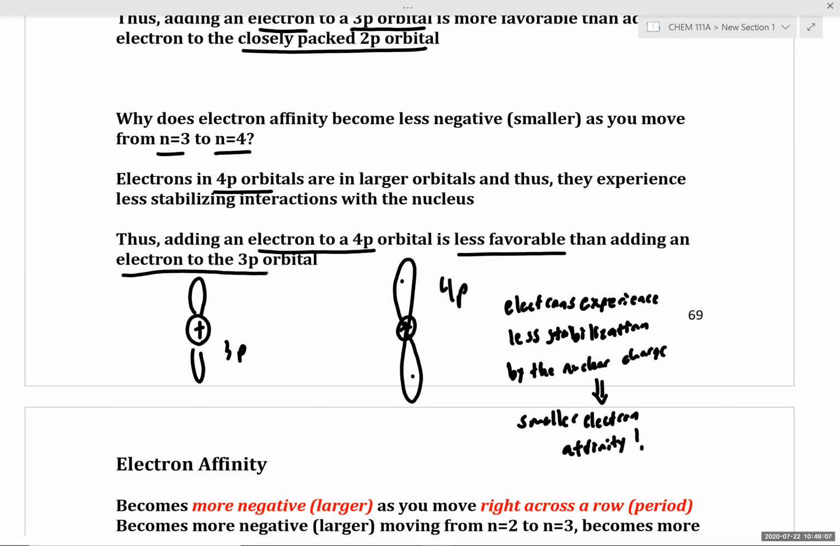Does this exception and trend make sense? Any questions on this example?